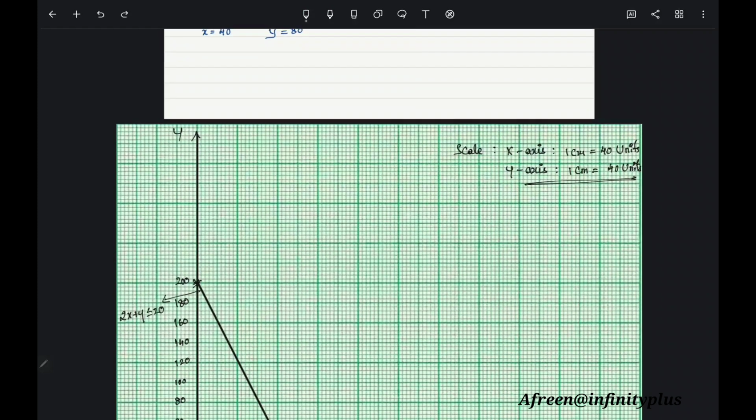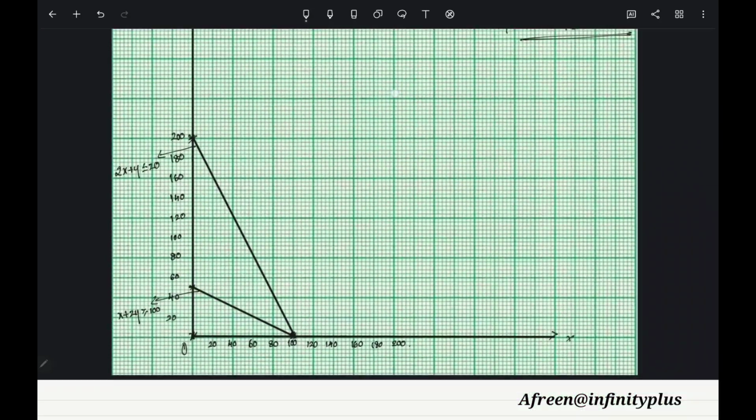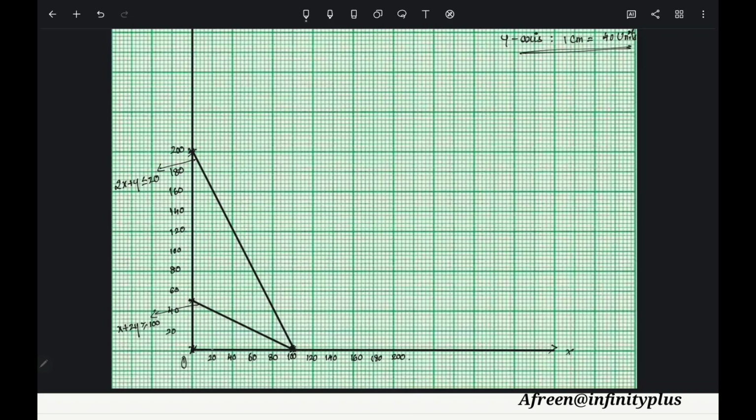So the first point is 0, 0, and the second point will be 20, 40: 20 on the x-axis and 40 on the y-axis, and next is 40, 80. So these are the 3 points which you have got for the third constraint. Now join all these points in order to get the third line graph. So we have got the graphs for all the lines which they have given in the question.